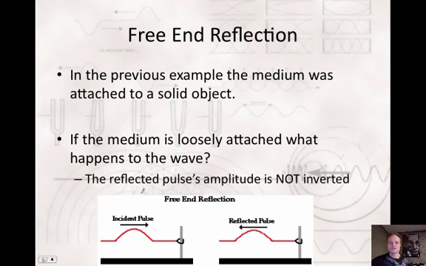The next type of reflection is called free end reflection. In the previous example, this rope was attached to this pole. It couldn't move. Well, now this end is able to move. It's free to move up and down. What ends up happening? Basically, everything's the same, except the reflected pulse's amplitude is not inverted. All the other things I just mentioned stay true. The speed stays the same, the frequency stays the same, the wavelength stays the same, and you'll notice here too, the amplitude is a little bit smaller on the reflected pulse compared to the incident pulse.